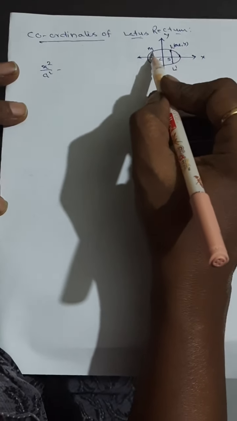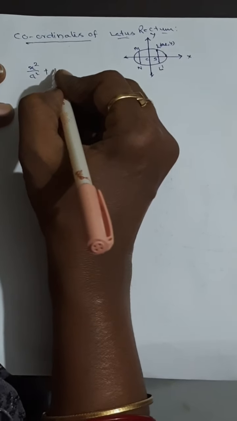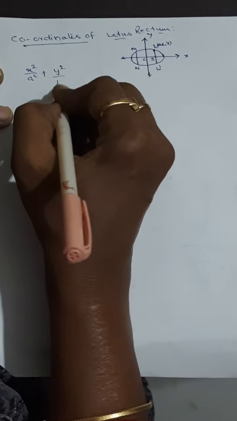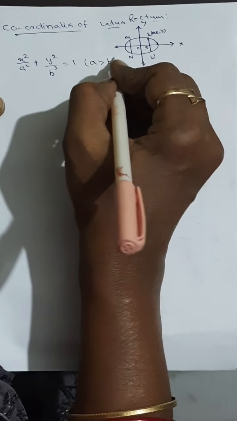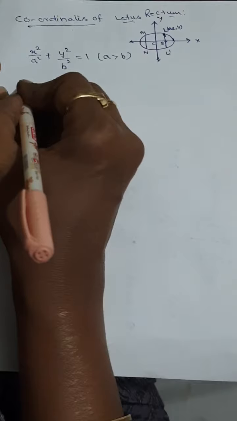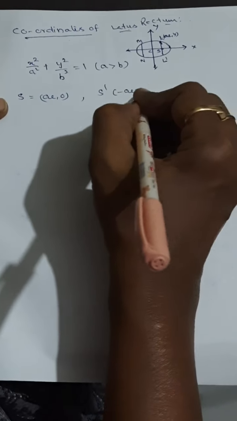L, L dash and M, N. Now, what is the equation of the ellipse? x square by a square plus y square by b square is equal to 1. In this figure, a is greater than b. But what is the latus rectum? A chord which is passing through the focus. What are the coordinates of focus? ae, 0 and minus ae, 0.